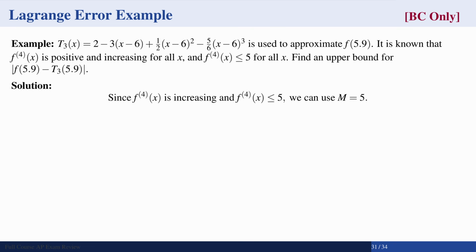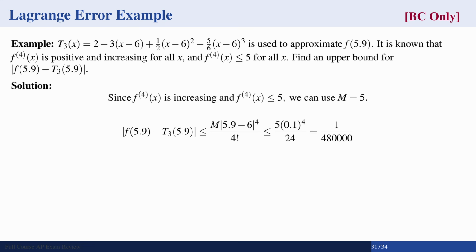Here's my solution. Since I know that the fourth derivative is increasing and less than or equal to 5, I'm just going to use 5 for M. I'm going to set up my error and say that it's less than or equal to M, the absolute value of plug in the value, so 5.9 minus 6, to the fourth, because we use a third degree polynomial, we're using the fourth derivative here, over 4 factorial. That's less than or equal to 5, our value for M. The difference between 5.9 and 6 is negative 0.1, but we're raising to the fourth, so it doesn't matter. Also, there's absolute value, so it doesn't matter.